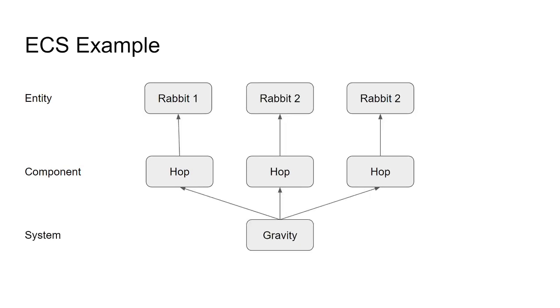Let's also relate this to how systems work. So maybe you have three different rabbits that all hop. And you want to have the gravity of your world change over time. And so you can define a gravity system that communicates with all of the individual hop components associated with each rabbit to tell the hop components how they're supposed to change over time based off of how your gravity changes.